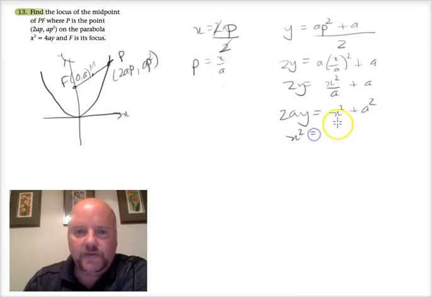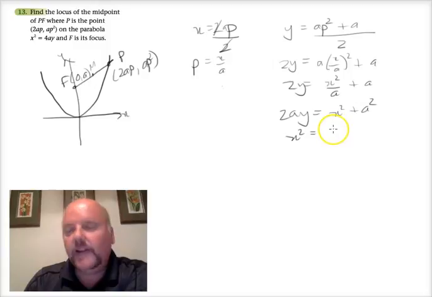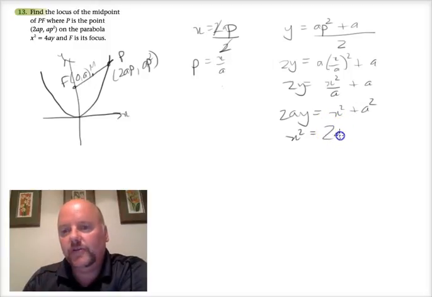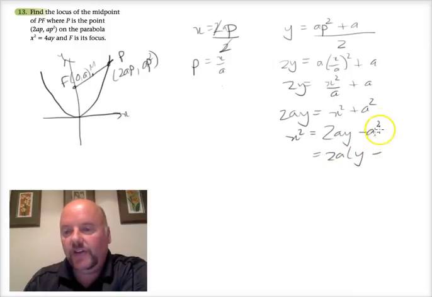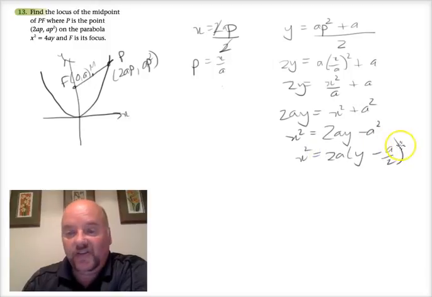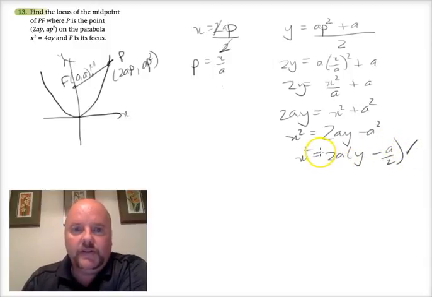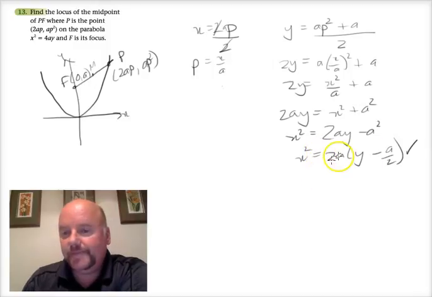Rearrange it just so it looks a little bit like a parabola. So I've got x squared there. So x squared equals 2ay minus a squared. Take out a 2a. So if you take a 2 out of this, we're left with a y, but we've also got a 2 there, because that 2a times that a on 2 will give you a squared. So x squared equals 2a(y minus a on 2). And that's your answer. You stop there. You've got the equation, you've got the locus of the midpoint.